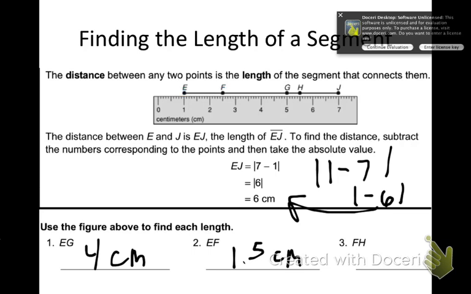And let's go from F to H. Well, I have F and H right there. Still want to find the distance. What would the distance be from F to H? Hannah?